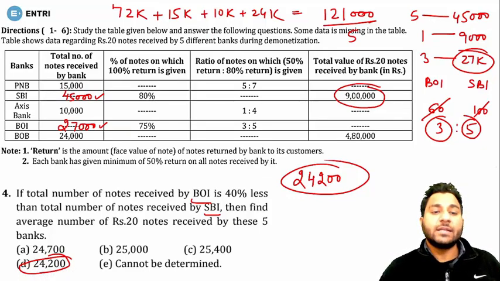When you look at the question, you will see that the two data have been given in terms of ratio, Bank of India and SBI. Then you will get confused. Wait a minute. How are you going to solve this one if you have two unknown data?